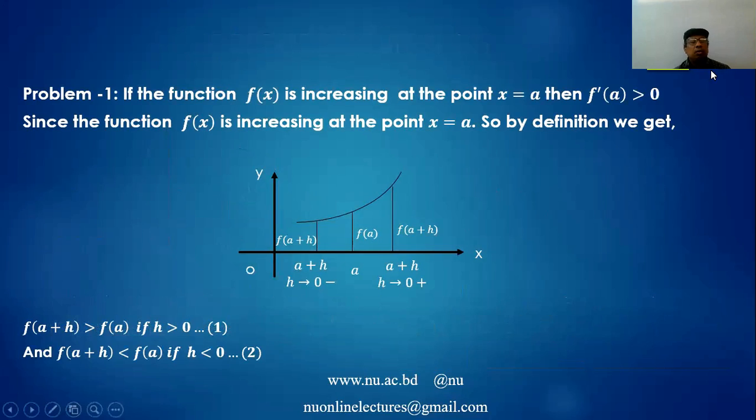So right now, if the function f of x is increasing at the point x equal to a, then the first derivative, that is f prime of a, is greater than 0. Since the function f of x is increasing at the point x equal to a, so by definition we get this. So this is the problem. Try to understand. If the function f of x is increasing at the point x equal to a, then f prime of a is greater than 0.